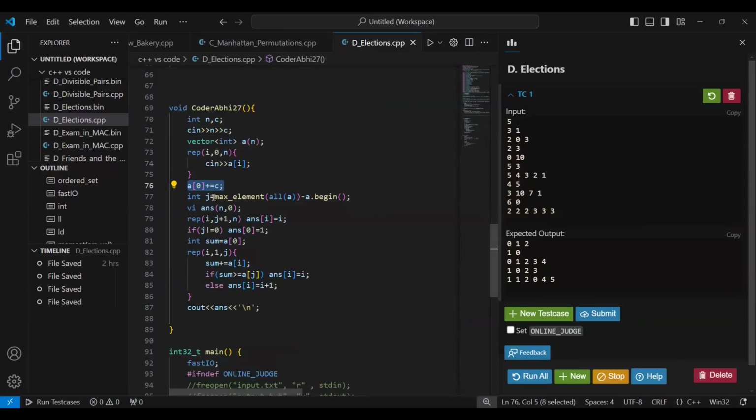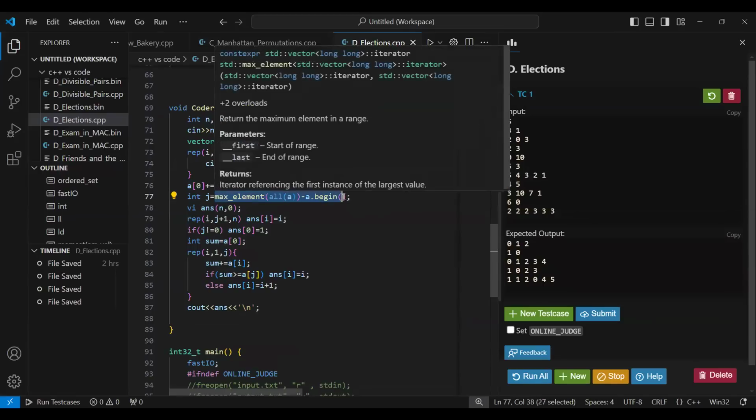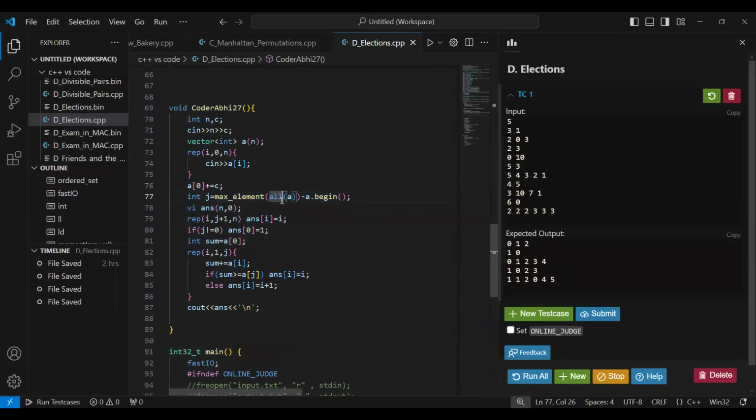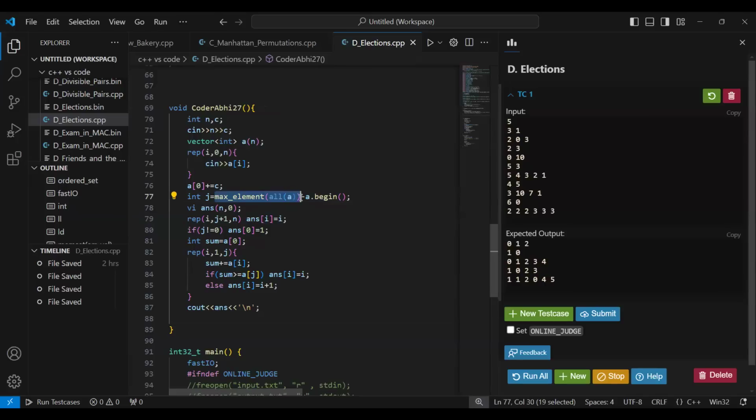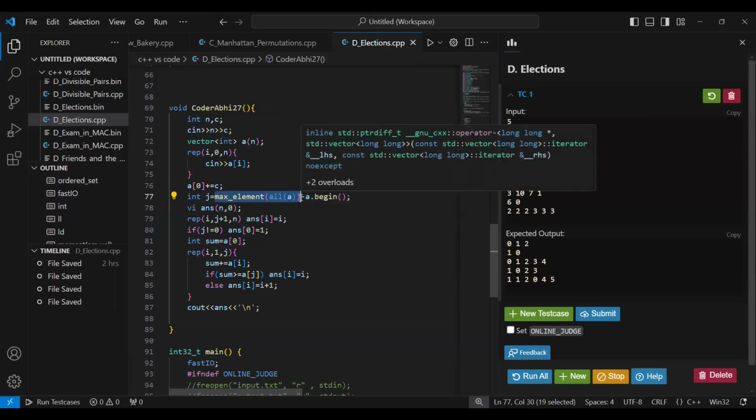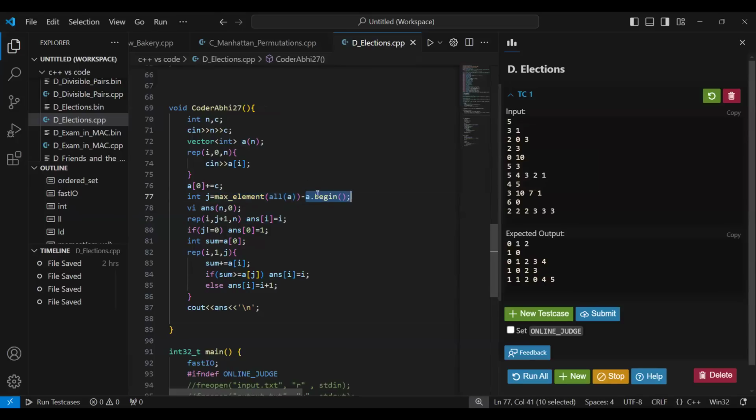Then j was the max element from the whole a minus a.begin. So we got the index of the max element through this function. You could have iterated through the array and got your max element, but I just used the max_element function. It returns an iterator pointing to the first element which is the maximum in the array, and I did minus a.begin to get the index of that.